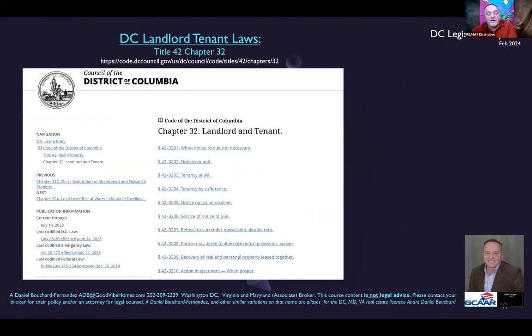All right, so jumping into the law and DC tenant laws, that's Title 42, Chapter 32 in the DC Code, and that link is above. Whenever you see a page here referencing laws, it's going to be in the link at the top of the page. So this is basically what we're talking about. Chapter 32 covers all things related to landlord and tenants.